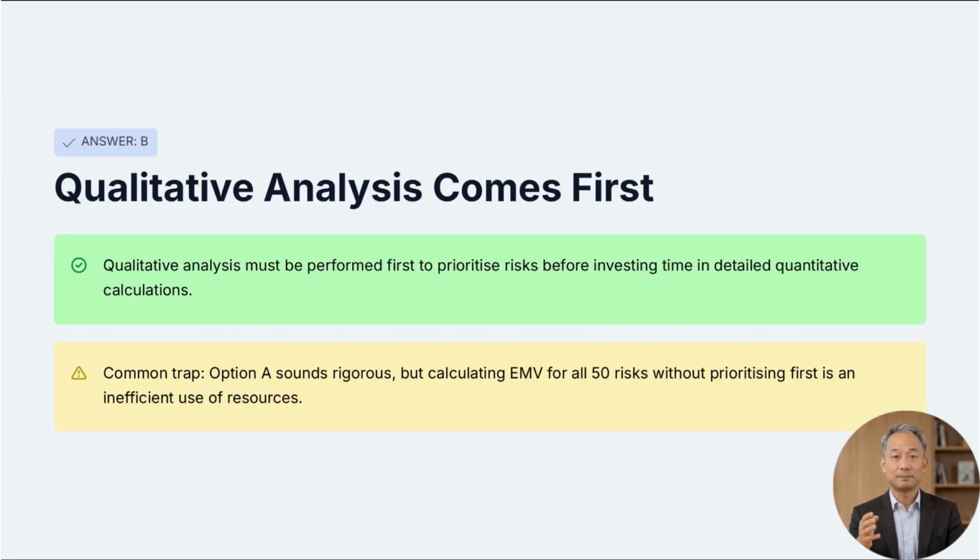Correct answer, B. Qualitative analysis must be performed first to prioritize risks before investing time in detailed quantitative calculations. Common trap. A is tempting because it sounds rigorous, but performing quantitative calculations on 50 risks without prioritizing them first is an inefficient use of resources.